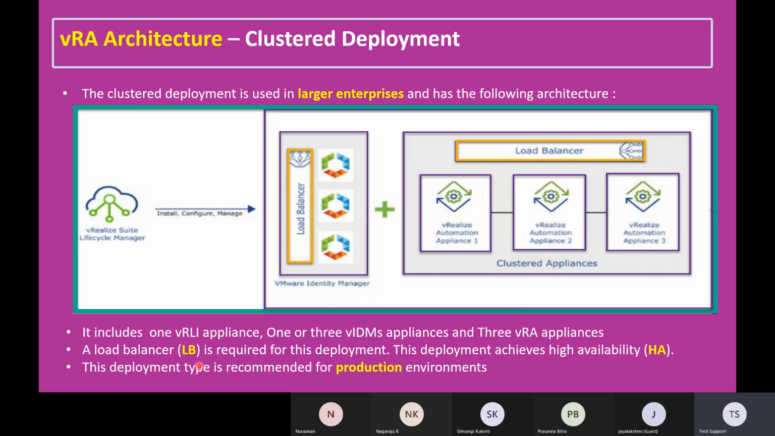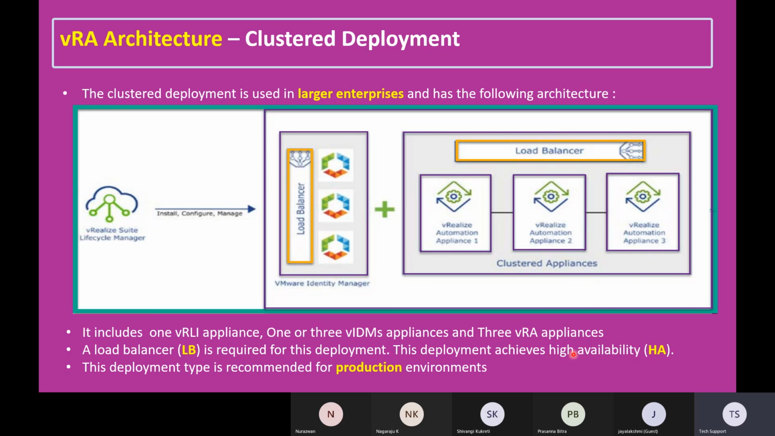The same points are mentioned below. It includes one LCM appliance, sorry, there is a typo there, the Lifecycle Manager appliance, and one or three IDMs. You can maintain either one IDM or three IDMs for load balancing purposes, and three vRA appliances. Normally for LCM, we don't need an additional LCM, because one LCM is enough to start the deployment, as it's a less critical component. The main critical components are IDM and vRA. And a load balancer, in short LB, is required for this deployment.